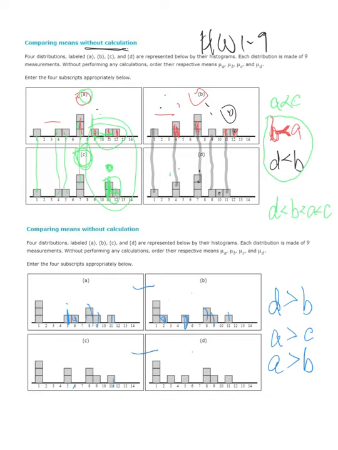Let's see, we got the same here. What's going on? We have the same here and here. But here's where things change. This has 2 5s. This has a 5 and a 3. So that means C is bigger than D.